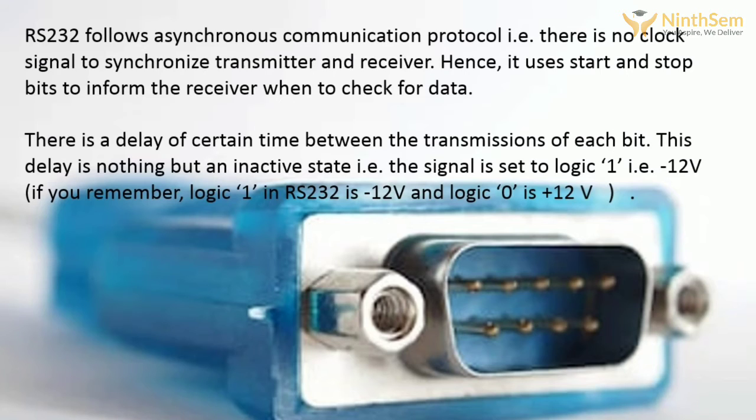Remember, the signal is set to logic 1 when it is inactive, that is -12 volt, and it is in an active state when it is logic 0, which is +12 volt. If you are still confused between what is -12 volt and what is +12 volt, please refer to the electrical specifications, where we have discussed what is logic 1 state and what is logic 0 state.